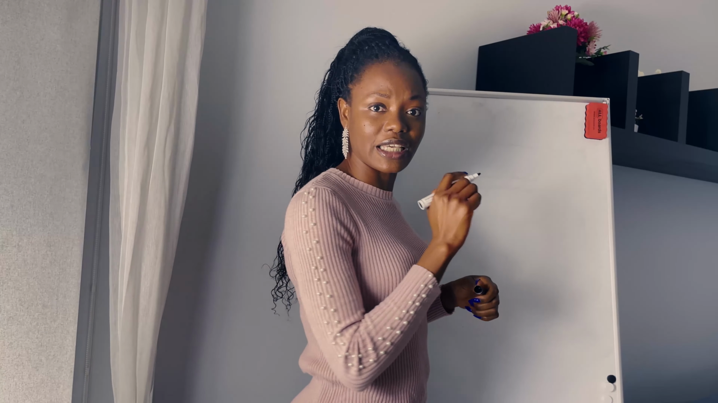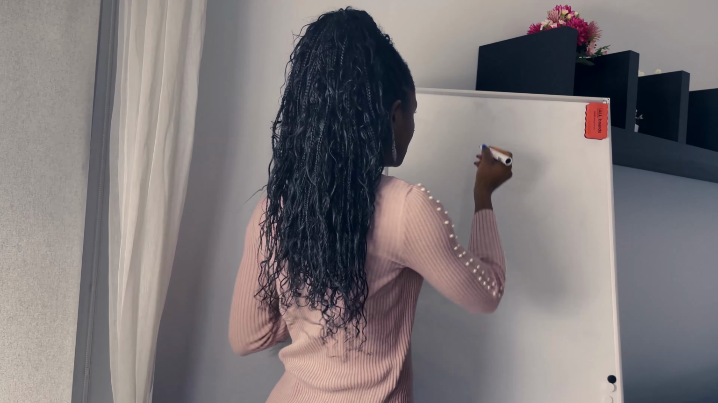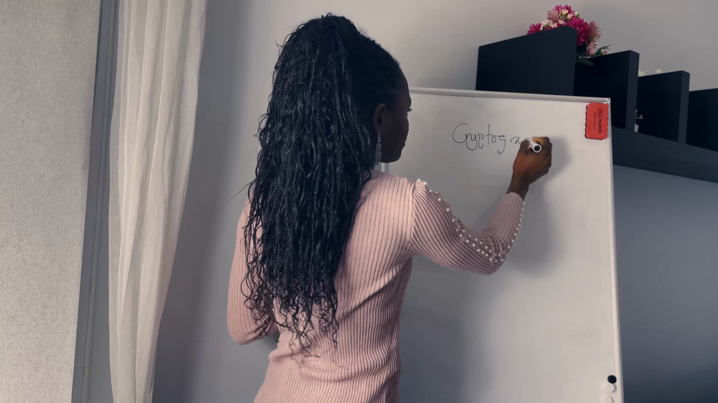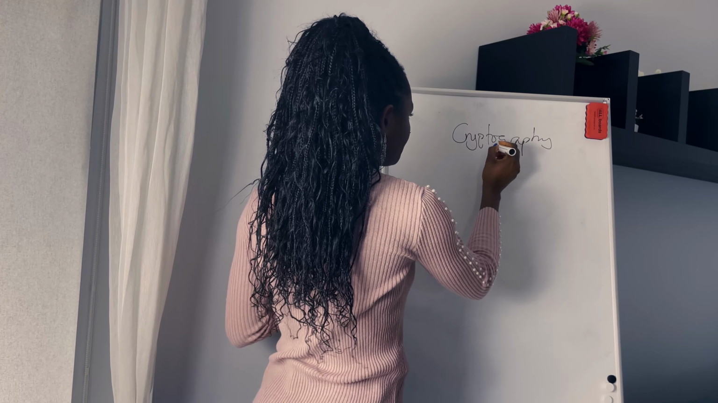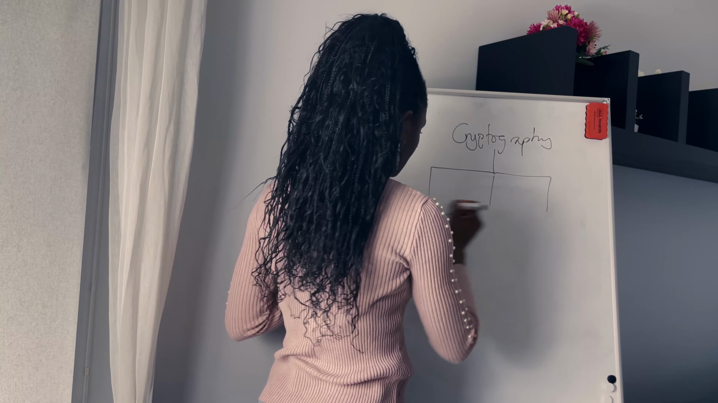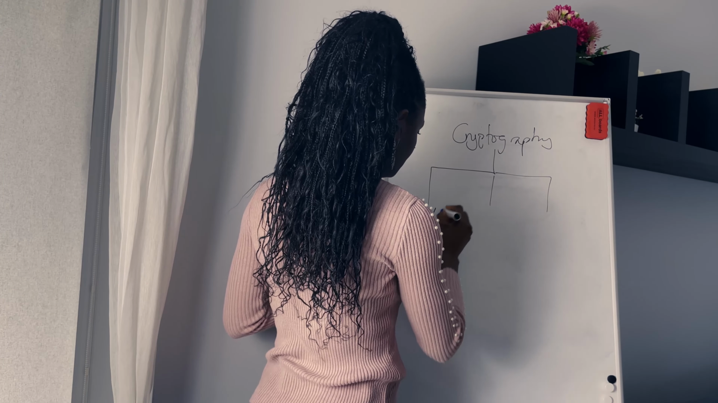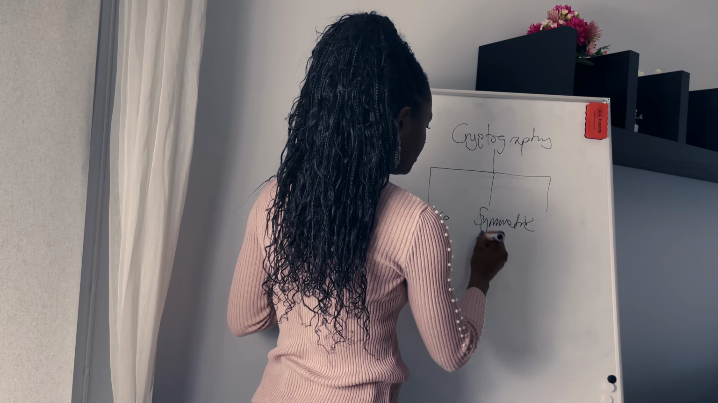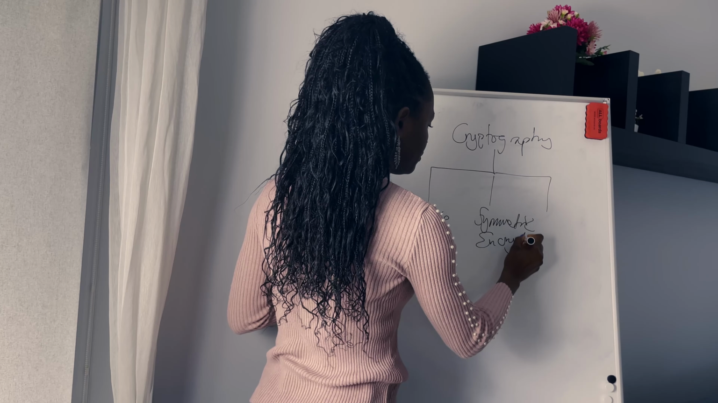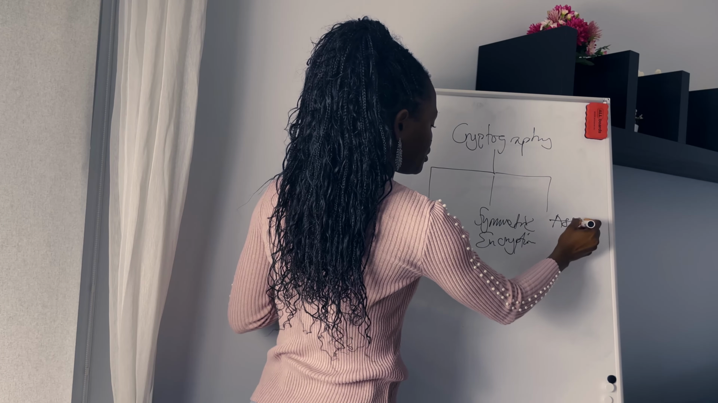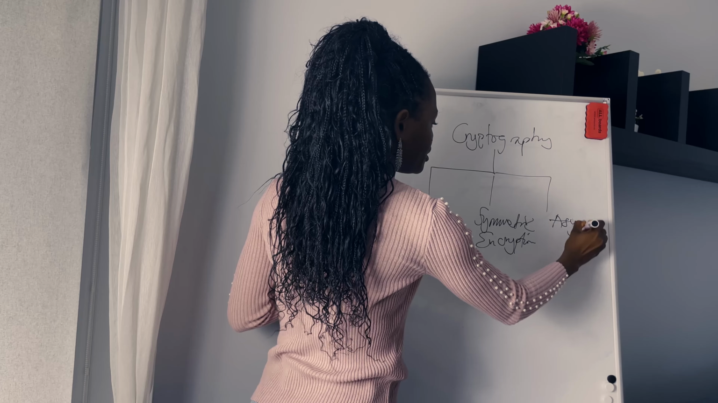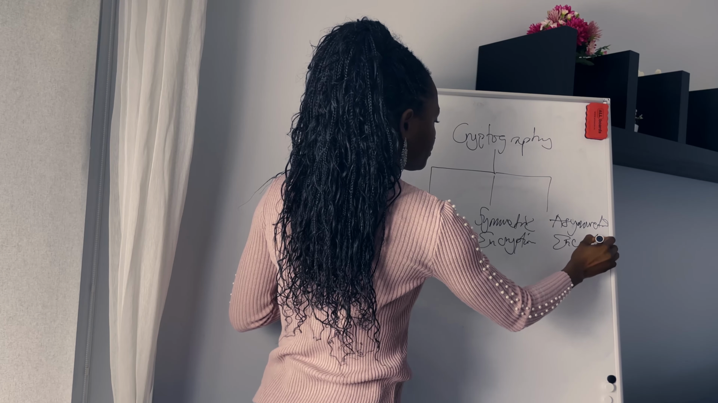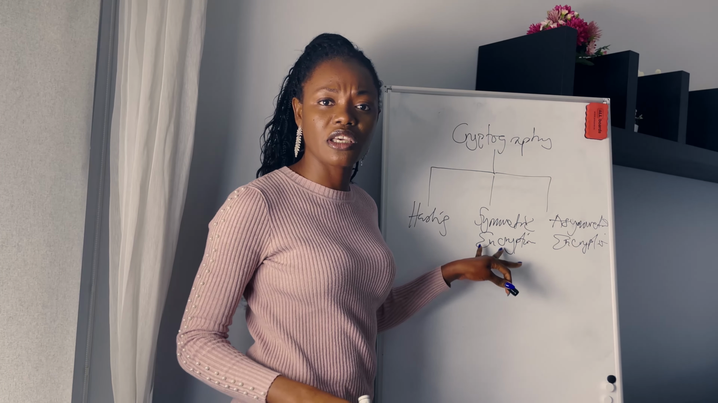Basically, like I explained in the first week of the series, we have cryptography, and then we have hashing, we have symmetric encryption, and we have asymmetric encryption. So now I'll give further details.